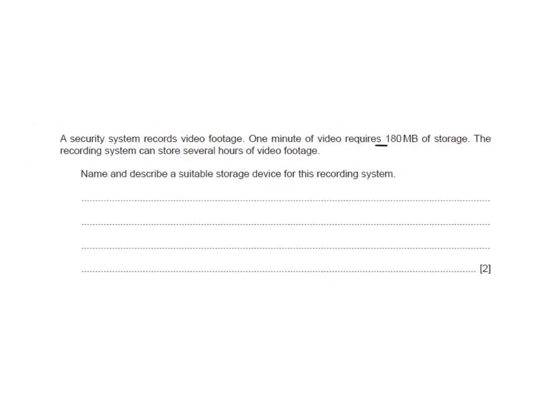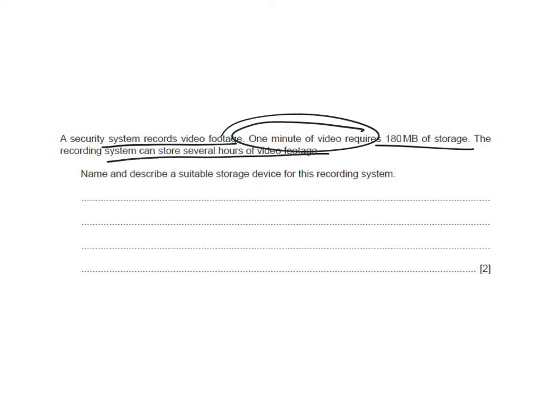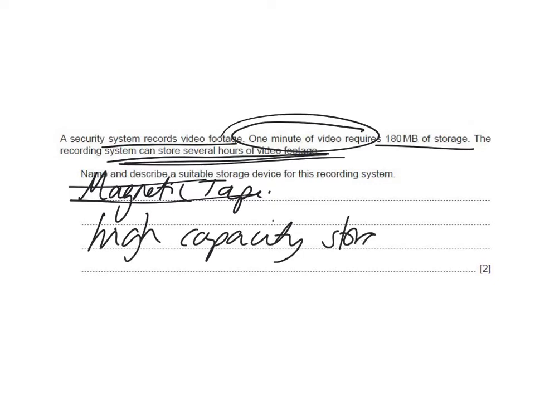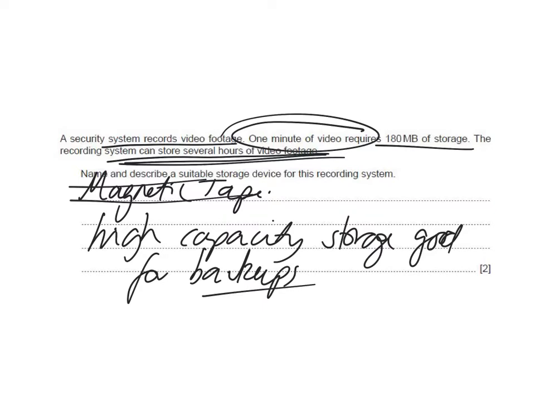So we've got 180 megabytes of storage being recorded, and that's for 1 minute of video. The recording system can store several hours of video footage. Name and describe a suitable storage medium for this one. I guess for this one, we could say magnetic tape. So that's named, described. It's high capacity storage, good for backups because they might not need to access the data often.